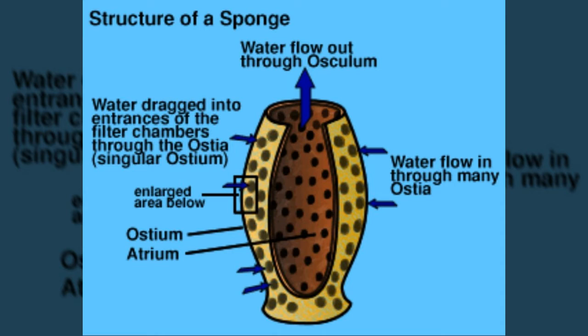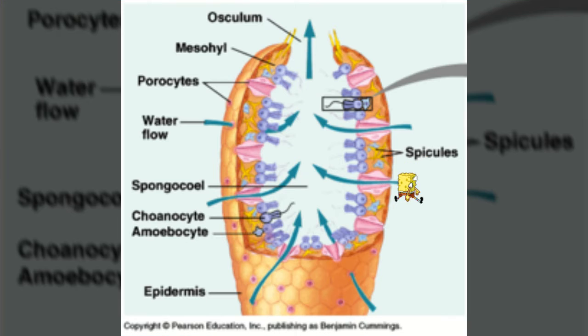Next, I'm just going to go over a simple little diagram, and we'll have our friend SpongeBob over here to help us. So, how do sponges gain nutrients? They are filter feeders, meaning they feed on small particles from the water. So basically, water flows through the many ostia. The ostia are these little pores that you can see dotted around here, and the water goes in there, and then basically goes into the atrium, which is the central cavity of the sponge, and then it is pushed out through the osculum.